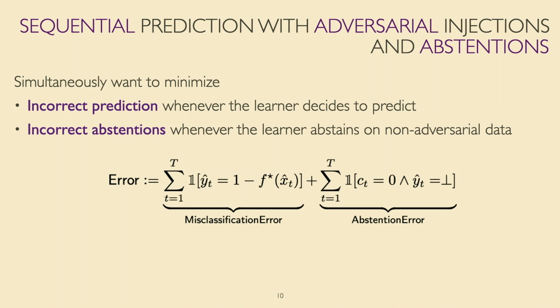So this can more formally be written as these two losses, which are the misclassification error and the abstention error. So what we want is that the total error, these two quantities both, are going to be really small.